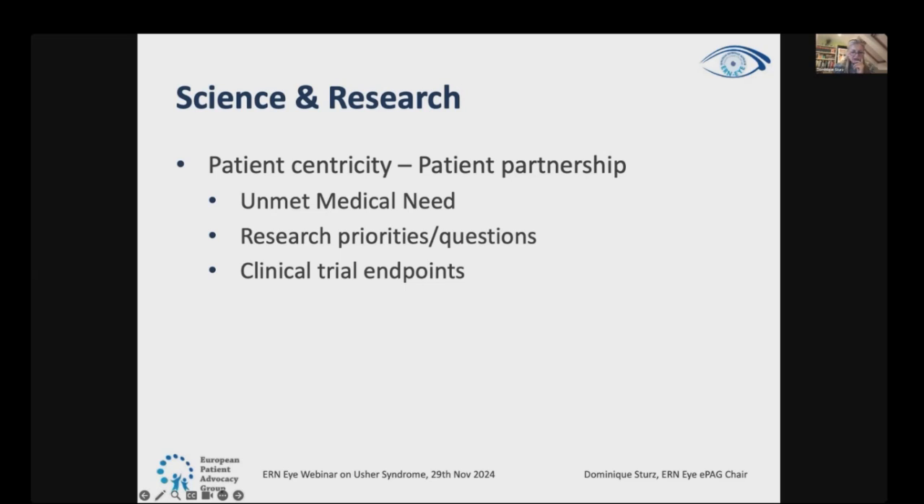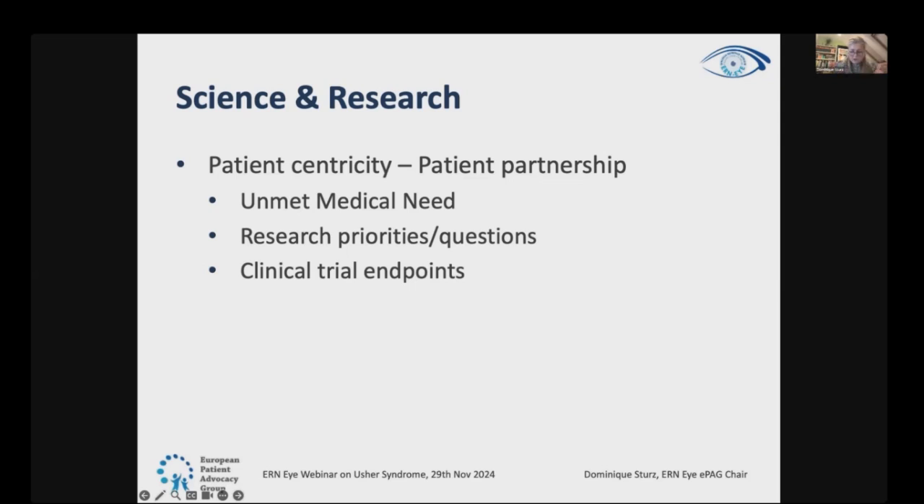So when we talk about unmet medical need, the question is, who defines or co-defines unmet medical need? Is it the scientists? Is it the healthcare? Is it the clinicians? Is it the researching industry? Is it the patients and the caregivers? Of course, when we can, we want to tick all those boxes and bring them together to define the unmet medical need and also the research priorities and the research questions.